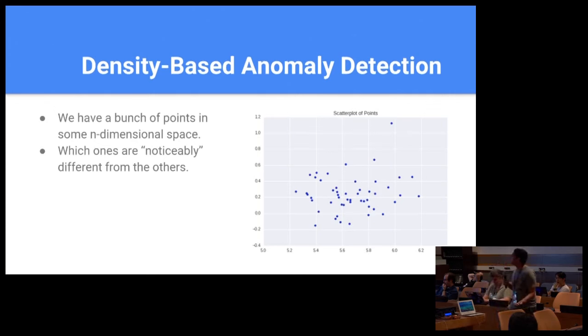So now let's talk about density-based anomaly detection. In density-based anomaly detection, we basically have a bunch of data points in some n-dimensional space, and we want to know which one is noticeably different from the others. That's essentially the goal of density-based anomaly detection. If you look at this plot, you can kind of see which one is going to be the anomaly, right? It's that guy up in the top right-ish corner.